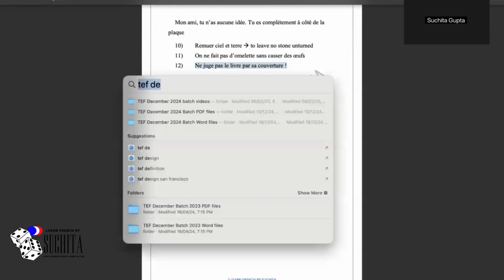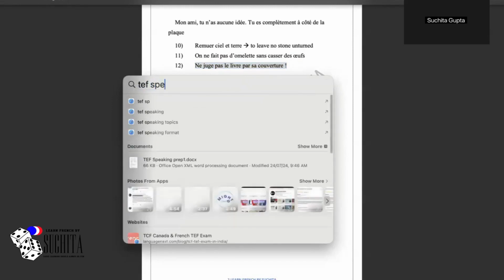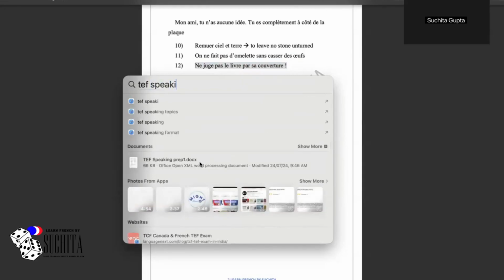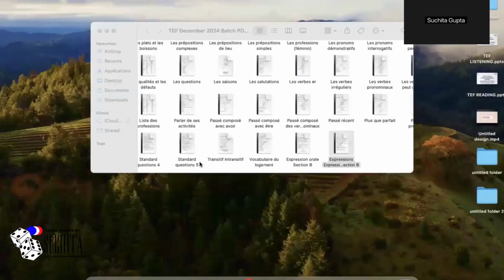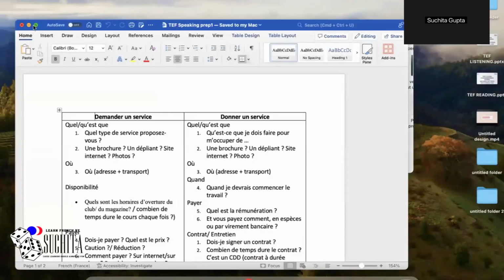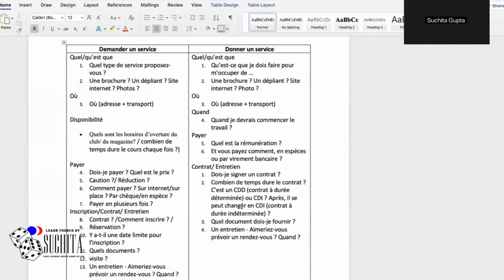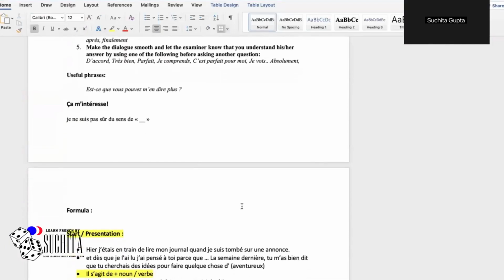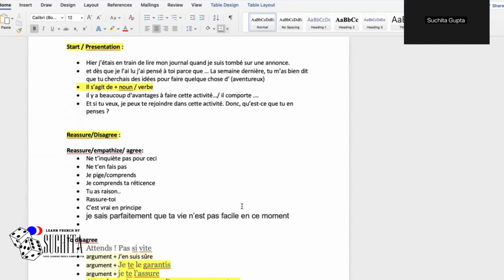Before that, wait. Def speaking. Yeah, here it is. This was a doc file which was prepared by one of my students. It's not prepared by me. It was prepared by one of my students. So this one I have already shared when we were doing speaking task 1. Now she developed this. I'll attach this file also with you in today's recording.